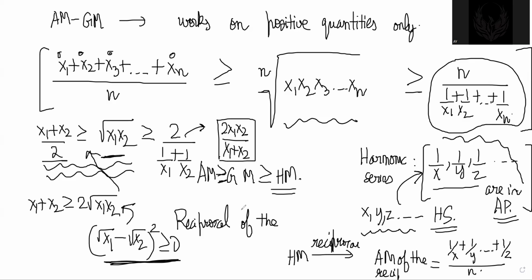So this is the AM-GM-HM inequality. Now it only works for positive things. Don't try to apply it if you don't know whether it's guaranteed to be positive. It will not work if any of the quantities could be negative.